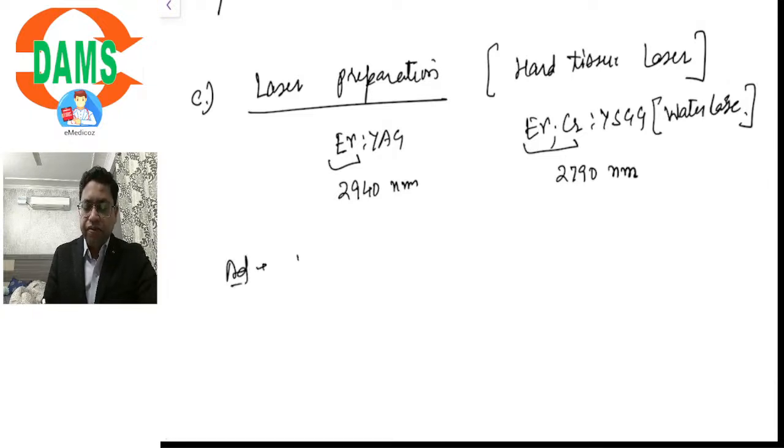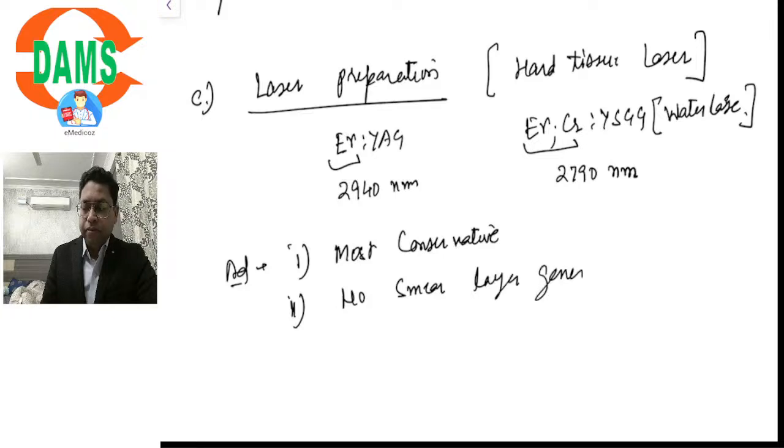Advantage: they are most conservative. Second advantage: there is no smear layer generation. And what is the third advantage? There is simultaneous sealing of dentinal tubules.